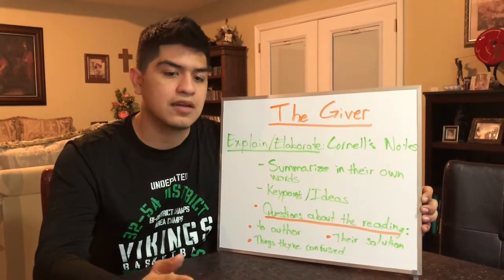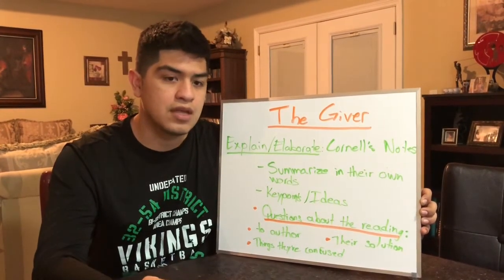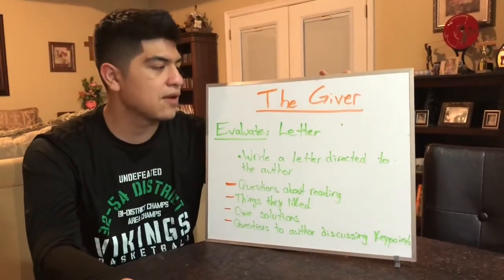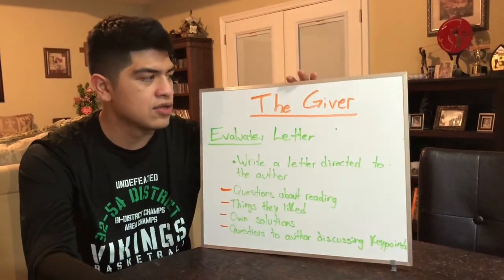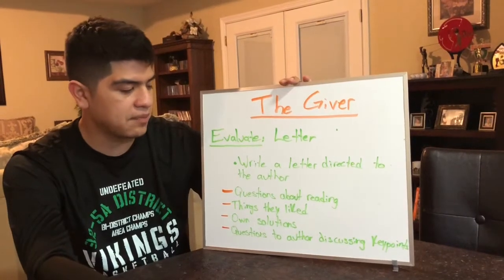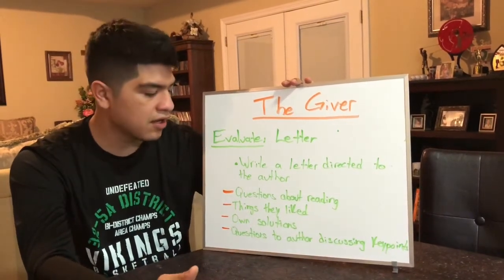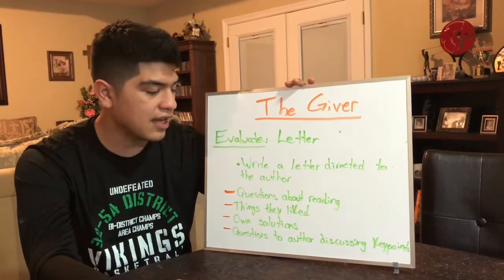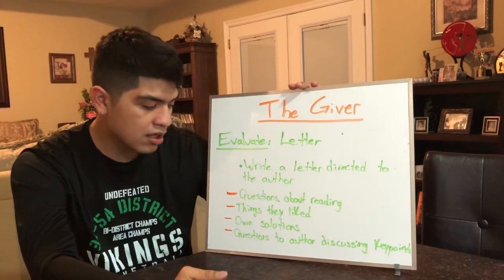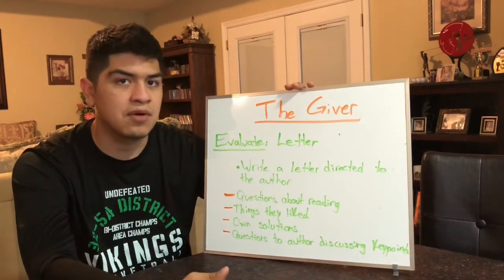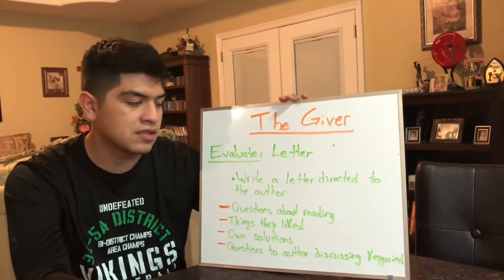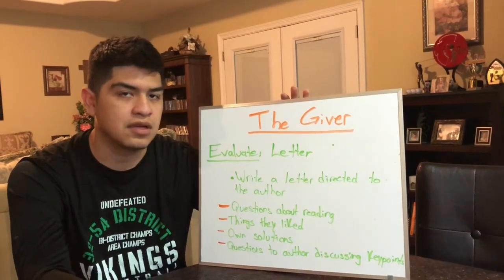They're going to come back and review their notes, and they're going to be able to finish the task much more efficiently. For the last portion of the lesson, which is evaluate, I would have a letter. Students would have to write a letter directed to the author. The points they have to touch on in the letter are any questions they have about the reading, things they liked about the reading, their own solutions they came up with, or questions to the author discussing some of the key points that they thought were interesting.